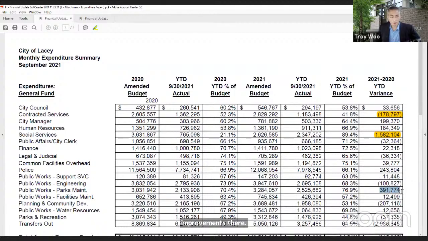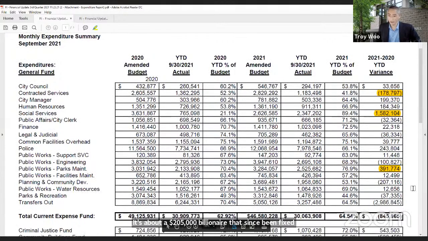The next one is under parks maintenance, $392,000 increase. The majority of this is a water billing error. It's about a $205,000 billing error. That's since been fixed, so that's essentially not a significant variance.